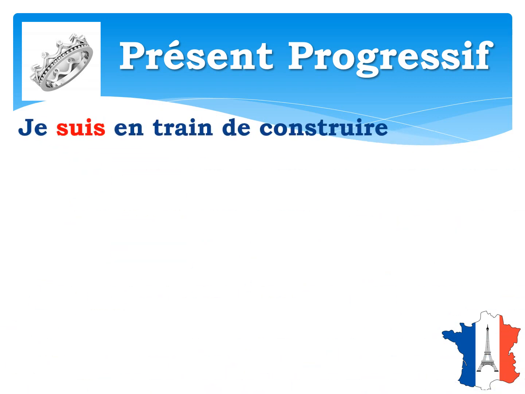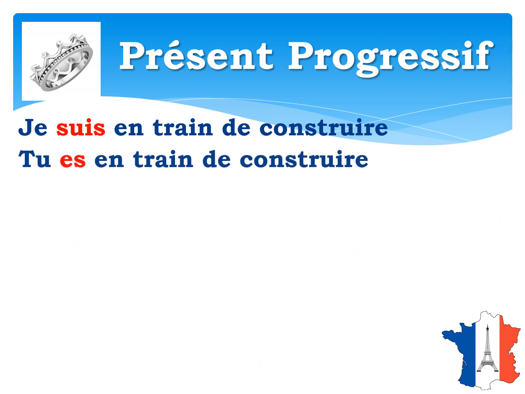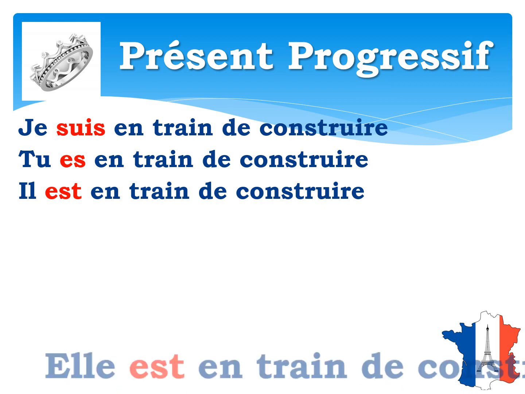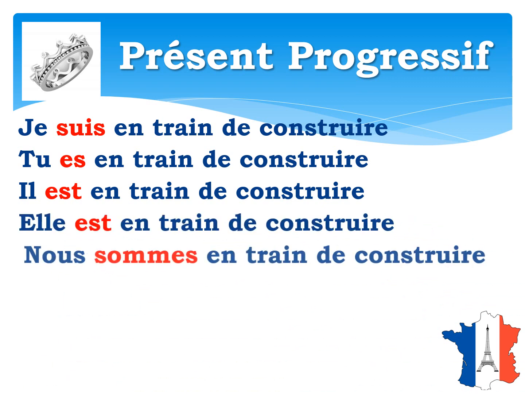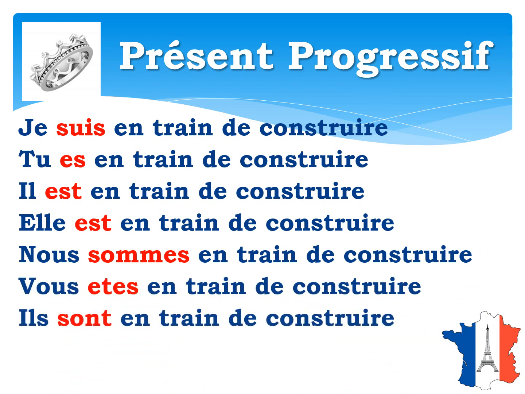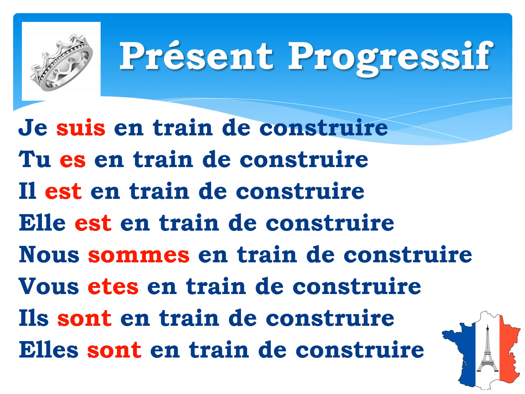Present progressive is être conjugation plus en train de plus the original verb. So it will be je suis en train de construire, tu es en train de construire, il est en train de construire, elle est en train de construire, nous sommes en train de construire, vous êtes en train de construire, ils sont en train de construire, elles sont en train de construire.